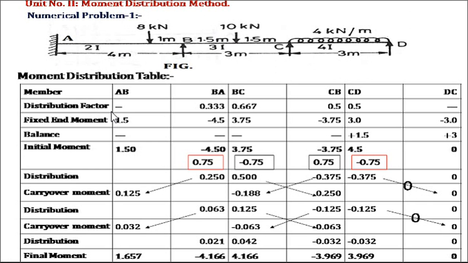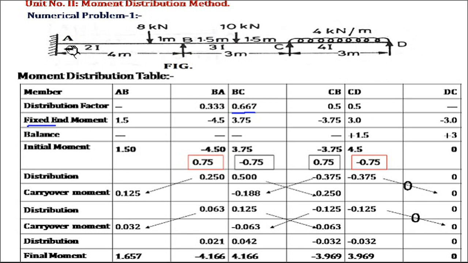Already we have calculated the distribution factor at joint B. For member BA, it is 0.333. For member BC, it is 0.667. Then the distribution factor at joint C, for member CB, it is 0.5, and for member CD, it is also 0.5. The next row is the fixed moment.